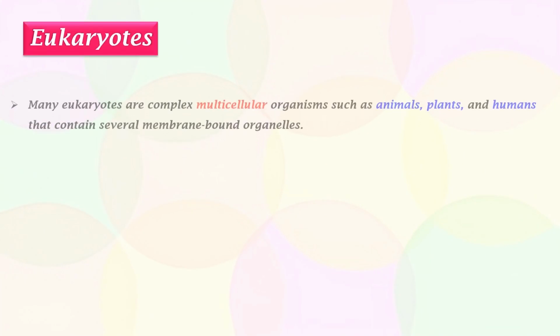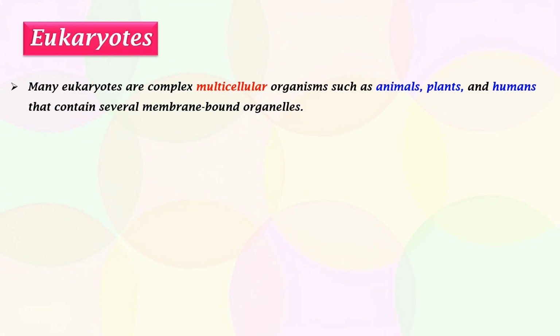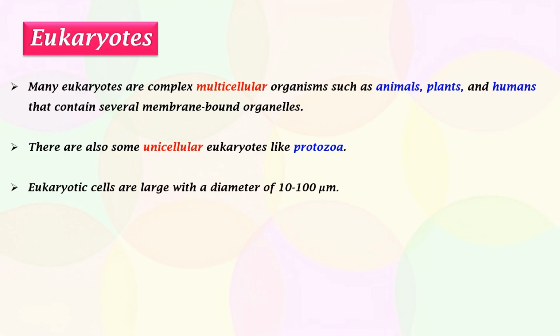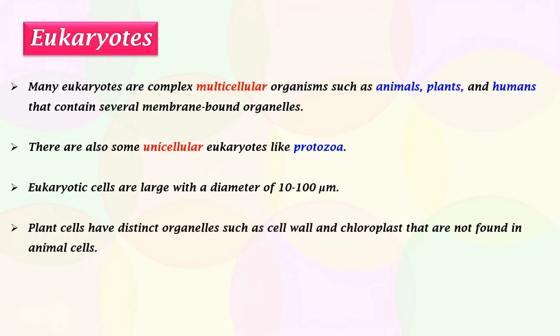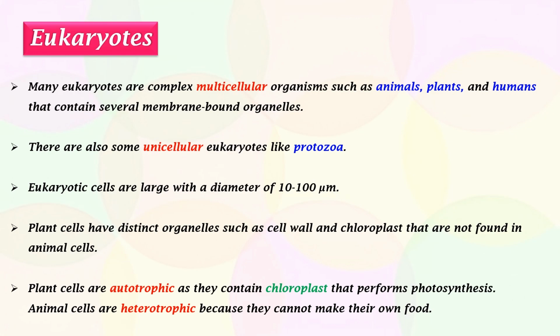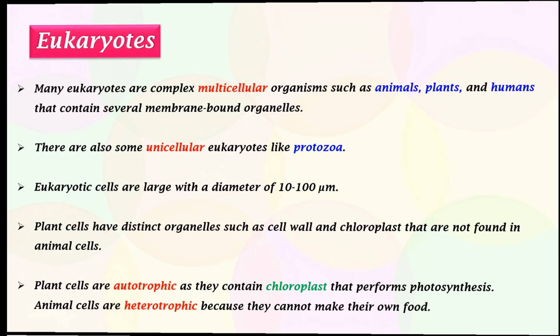Eukaryotes. Many eukaryotes are complex multicellular organisms such as plants, animals, and humans, consisting of several membrane-bound organelles. There are also some unicellular eukaryotes, like protozoa. Eukaryotic cells are large, with a diameter of 10 to 100 micrometers. Organelles such as the cell wall and chloroplast are present in plant cells but are not found in animal cells. Plant cells are autotrophic as they contain chloroplasts that perform photosynthesis. Animal cells are heterotrophic because they cannot make their own food.